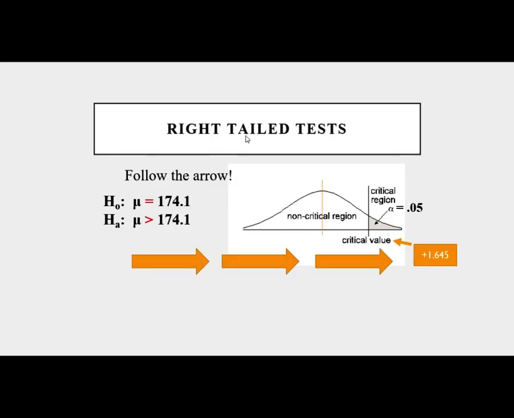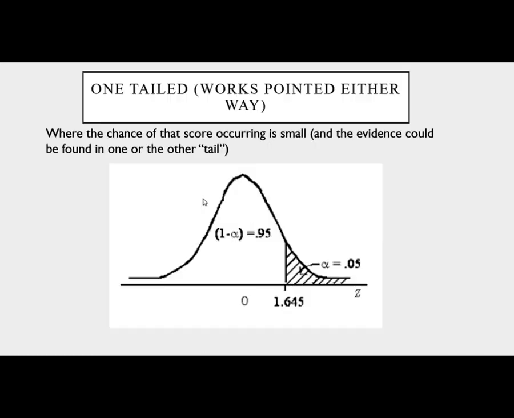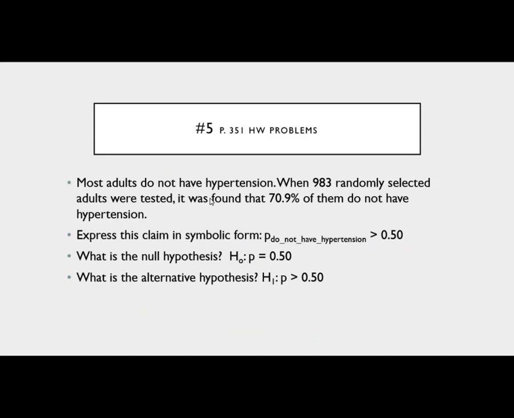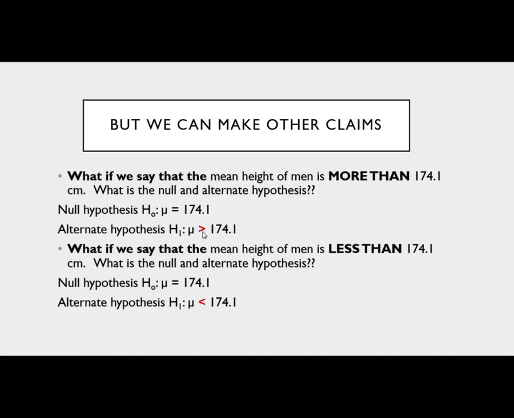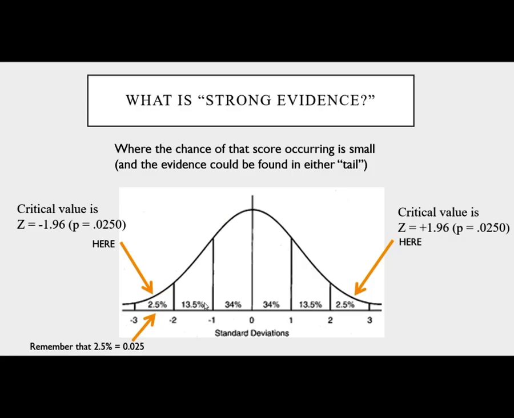Okay, so I can have a right tail test, which is over here in the right tail, or I can have a left tail test, which is over in the left tail. So let's go back really quick. Remember when I said we could go, what if it's more than, what if it's less than?